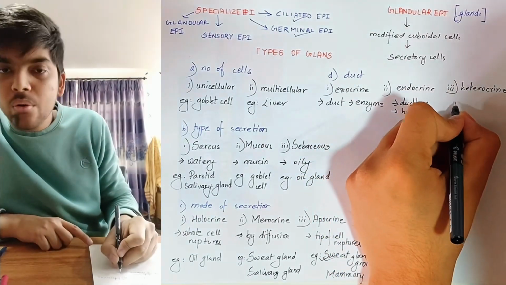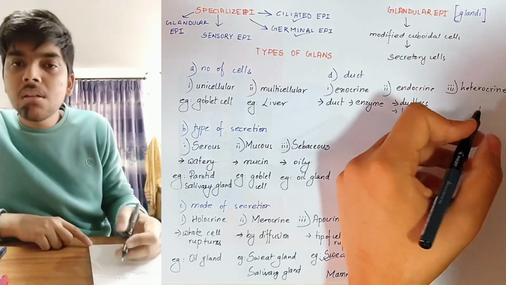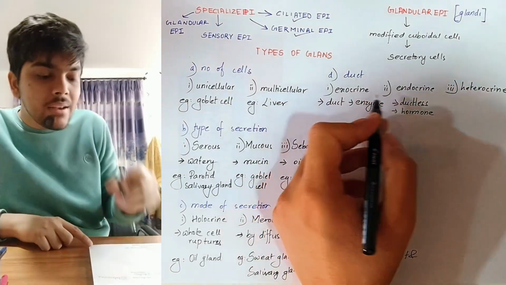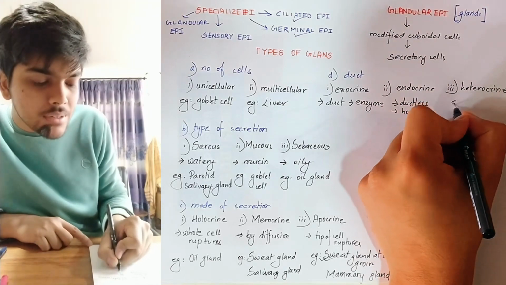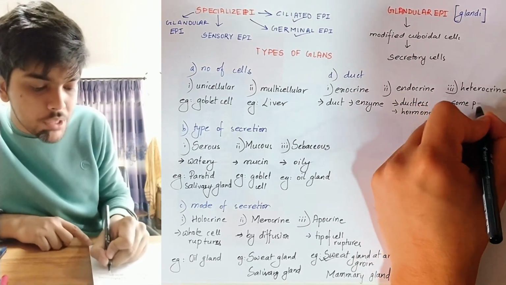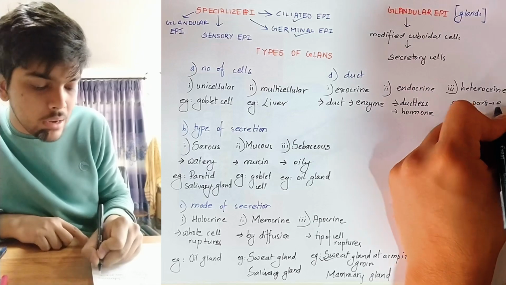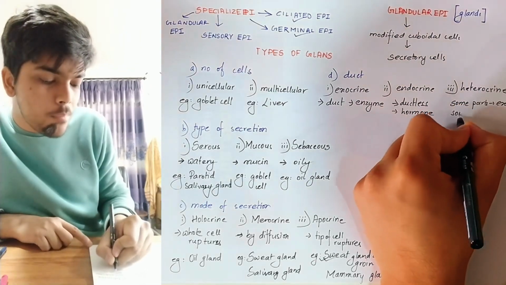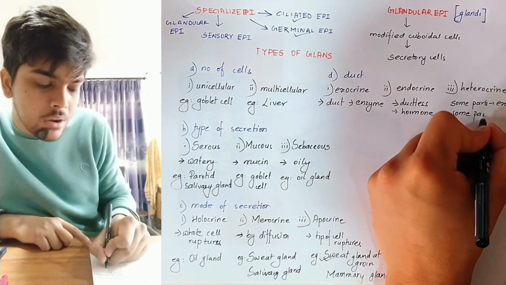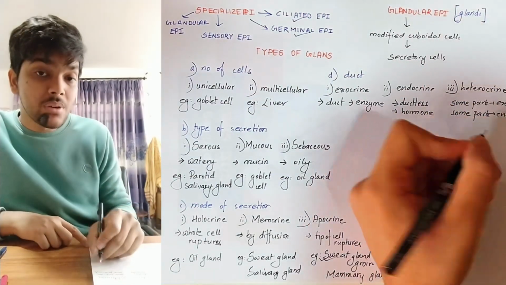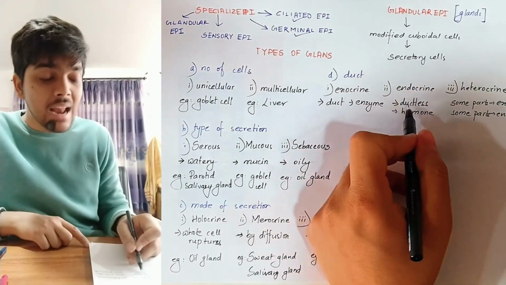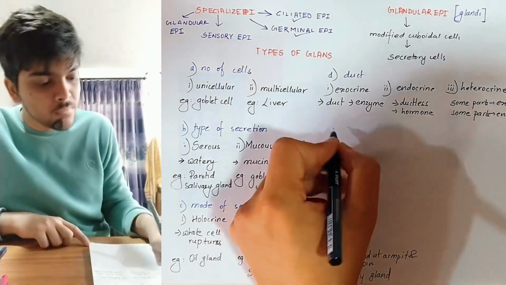On the other hand, a heterocrine gland is a mixture of both exocrine and endocrine gland. That means it consists of some parts which are exocrine in nature and some parts which are endocrine in nature. Hetero means mixture, so it's a mixture of exocrine gland and endocrine gland.